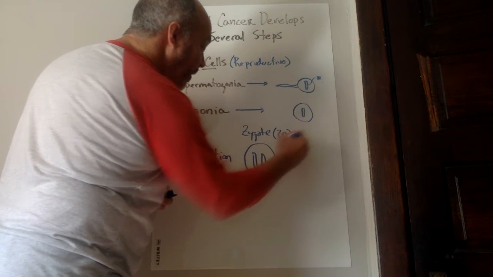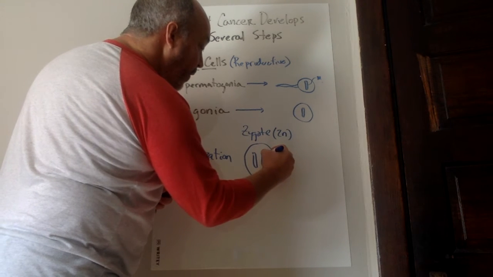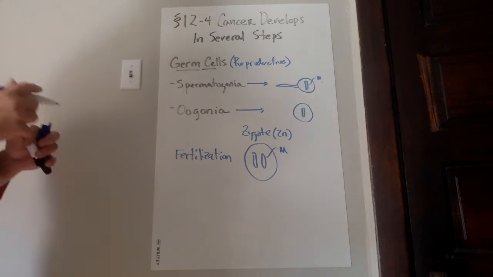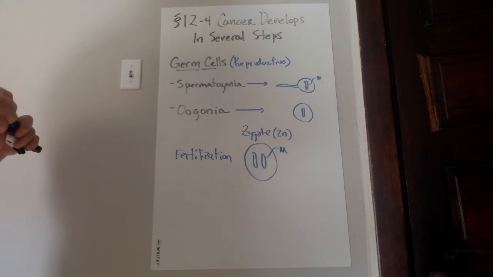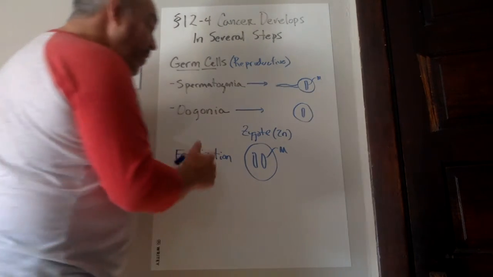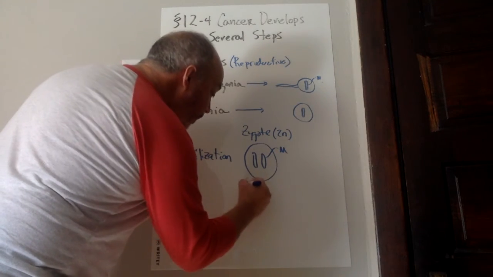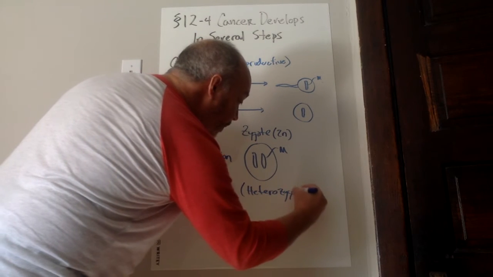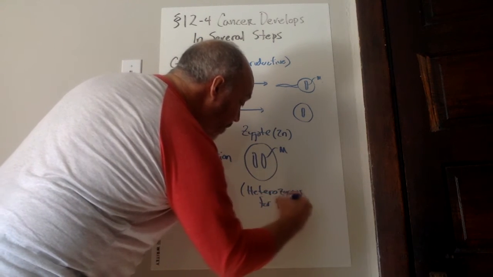This is the first cell of the diploid generation. But in this one, the M stands for a mutation. Whenever you inherit, well, I can't say always, but most of the time, you're not going to have a mutation in both copies. It'll probably just be in one. So whenever you inherit a mutation, you're going to be heterozygous for that mutation.